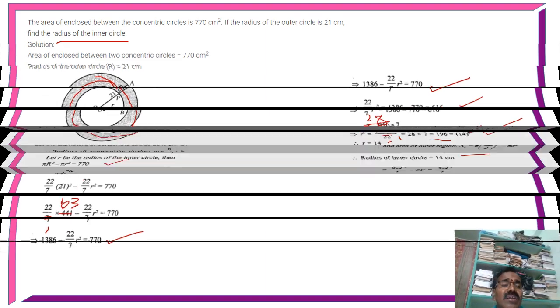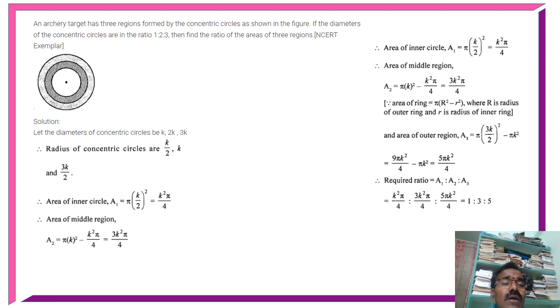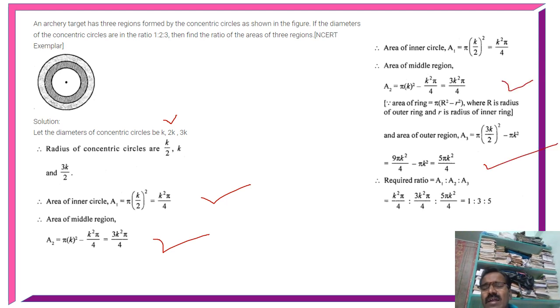We'll go with the next slide, the next model. In an archery target, three regions are formed by concentric circles as shown in the figure. The diameters of the concentric circles are in the ratio 1:2:3. Find the ratio of the areas of the three regions. Let us take the given ratio as x, 2x, 3x. Instead of x, here take k. Then compare the areas similarly, and after that you know how to compare and simplify the common positive terms.